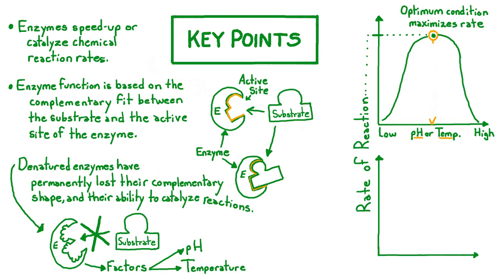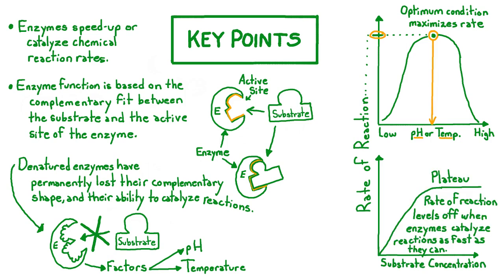pH and temperature can also affect the rate of a reaction. Optimum conditions in pH or temperature occur when they maximize the rate of the chemical reaction. The rate of a chemical reaction will continue to increase as the substrate concentration increases to a point. That's when the enzymes are catalyzing the reactions as fast as they can, and the rate levels off. That's called a plateau.